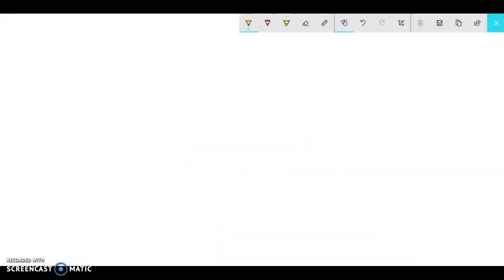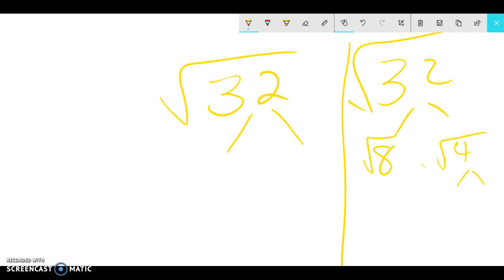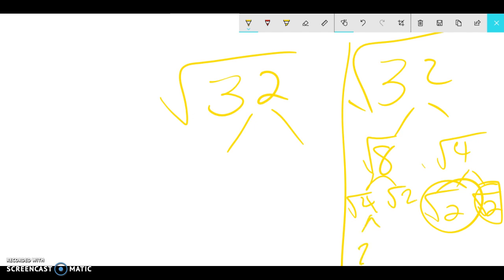If I have square root of 32, ask yourself, well, what can come out of that? Well, there's multiple things. Some of you might say, okay, well, square root 32 could be broken down to 8 and 4, right? Okay, this would become 2 and 2, which is a buddy pair, right? This one would become square root 4 times square root 2.